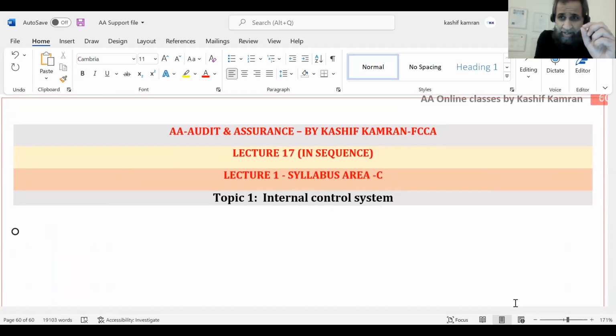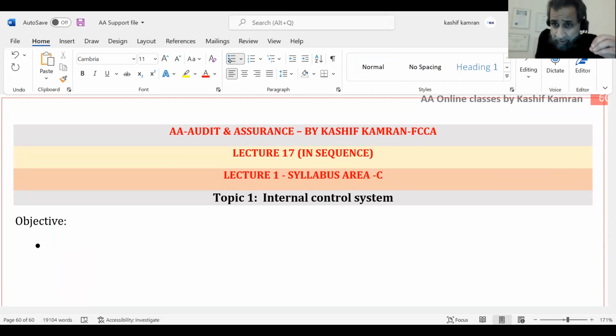Now, try to understand an objective before I put my lecture. The objective is that you should understand the importance of internal control systems in any organization. If you have strong internal control systems in place, the risk of material misstatements in financial statements goes down. We have already done this in syllabus area B, risk assessment, control risk. If controls are strong, the control risk goes down.